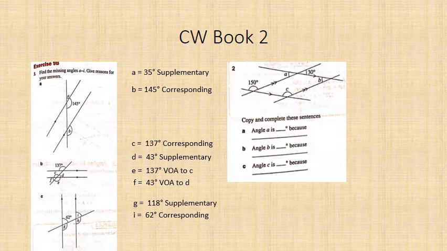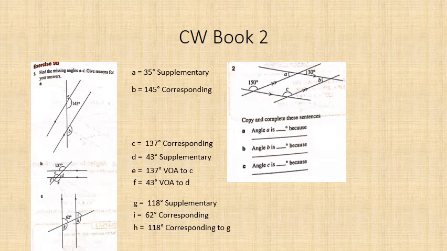So angle I, the same thing. I and H are corresponding angles. So I is going to be equal to 62 degrees because of corresponding angles, and H is going to be equal to 118 degrees because it's a corresponding angle to G.